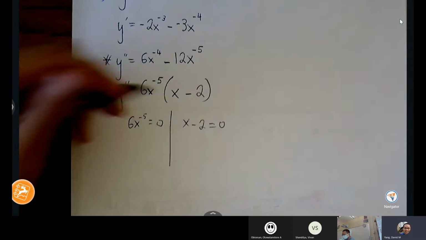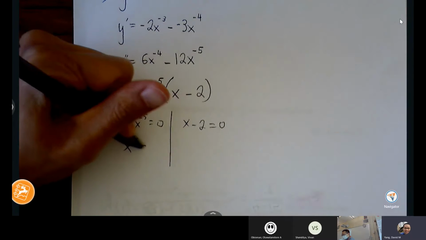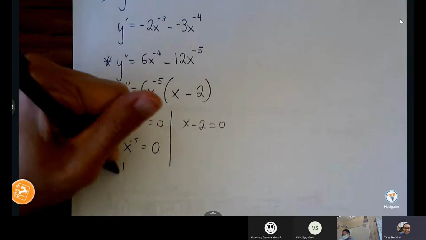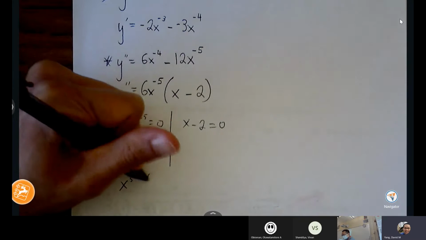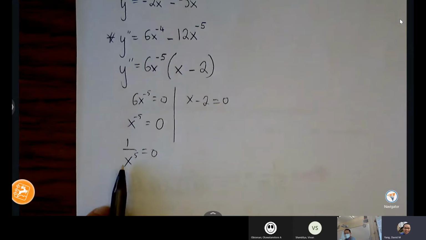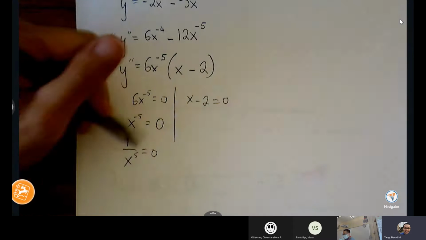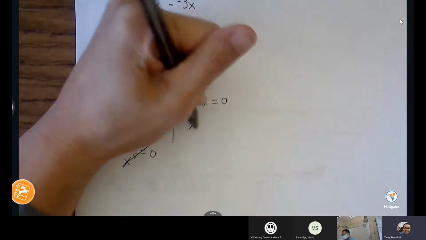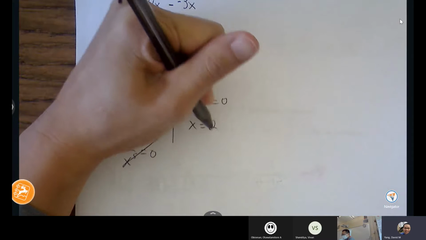Okay, this may give us some trouble here. We get 6x to the negative 5 equals 0, divide both sides by 6, and I get 1 over x to the 5th is equal to 0. Okay, we know that's never true. So nothing here. The only critical point that we're going to be able to find is at 2.